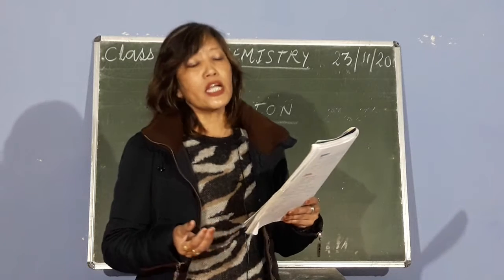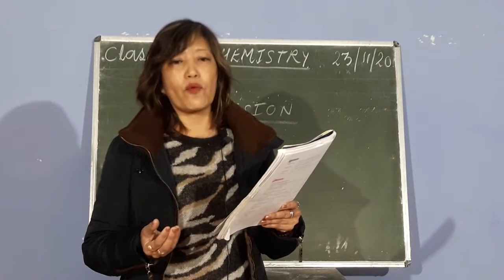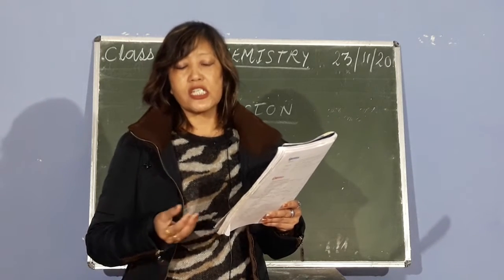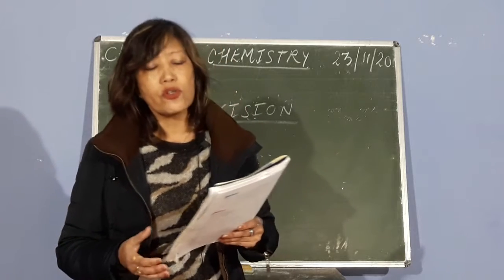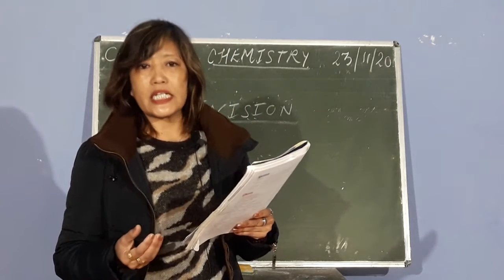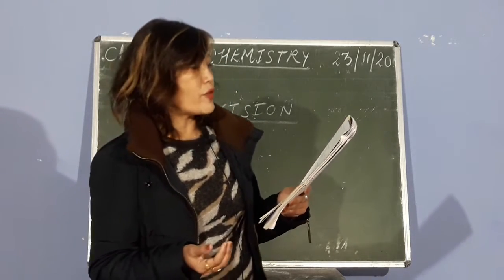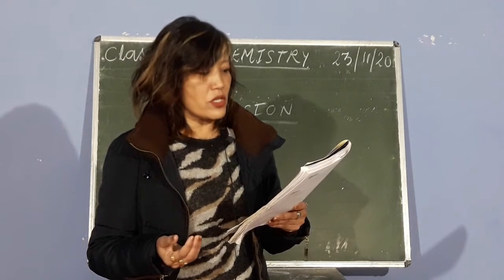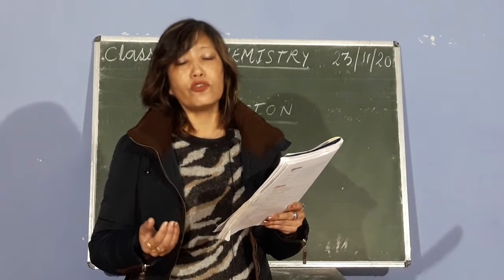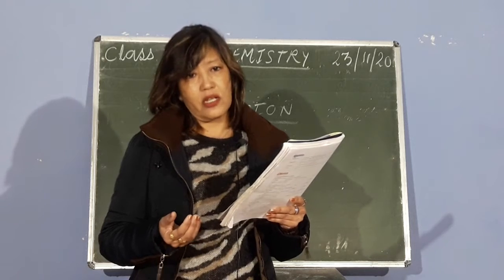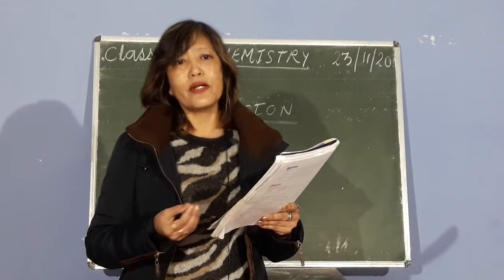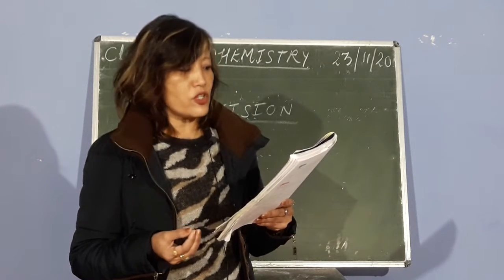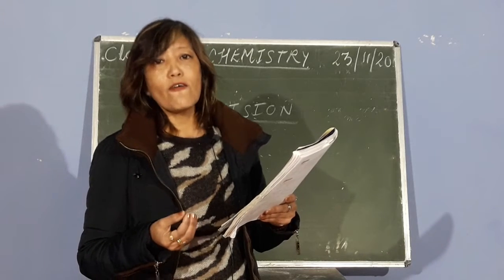Then number 3, burning and respiration require oxygen. Oxygen is needed for respiration also. Oxygen is needed for burning. This is true. Then number 4, plants use nitrogen to manufacture food. It is false. Actually, plants use carbon dioxide to manufacture food. So number 4 is false.